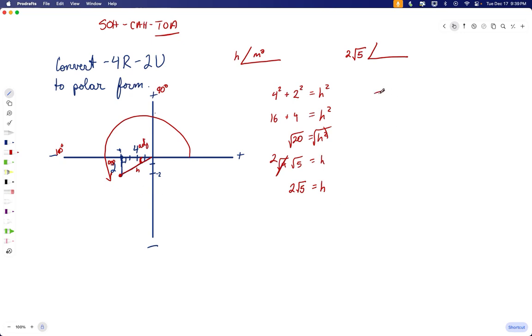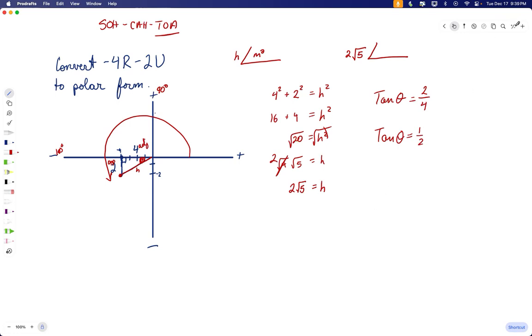So we're going to say the tan, let's call this angle theta. The tan of theta is equal to the opposite over the adjacent. So 2 over 4. Whenever possible, you want to reduce this fraction, right? So the tan of theta is equal to 1 over 2. We know what that is, right?